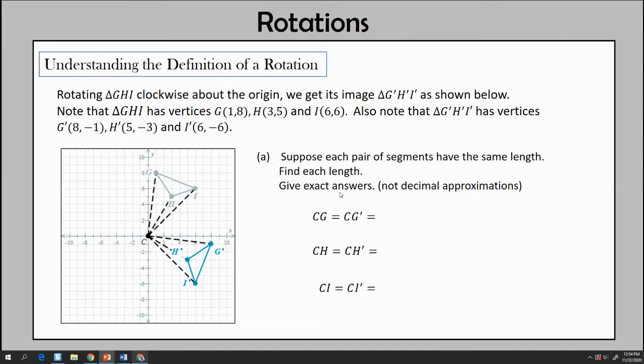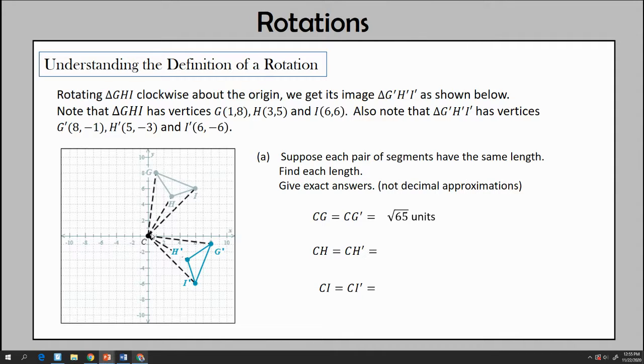Okay. All right, the first question says, suppose each pair of segments have the same length. So they're saying C to G and C to G prime are the same length. What is that length? Well, this is the distance formula, right? G to C, you find their ordered pairs, or remember I taught you the right triangle concept in Pythagorean theorem. Okay, so I want to check G to C, C to G prime, and those are both the square root of 65. Notice, give exact answers, no decimal approximations, write the square root in there.